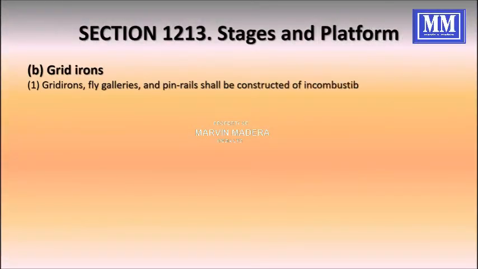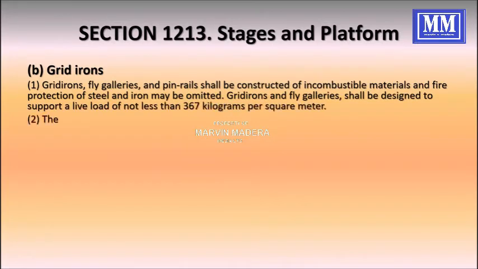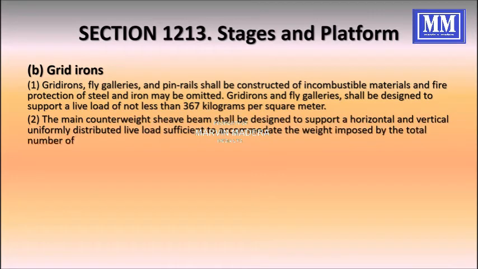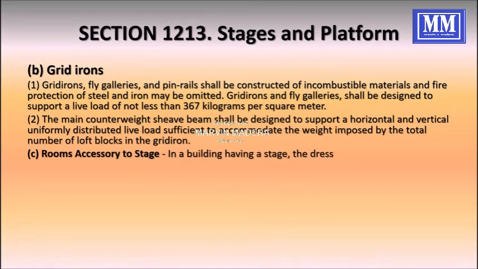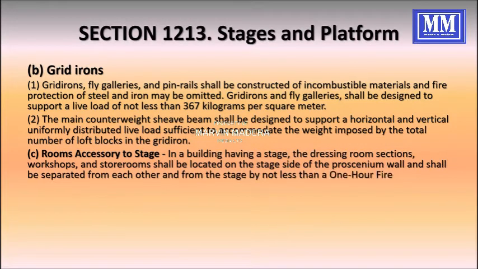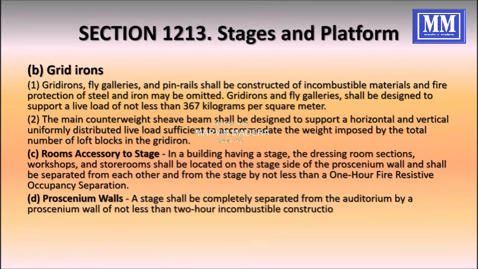Grid irons. Grid irons, fly galleries, and pin rails shall be constructed of noncombustible materials, and fire protection of steel and iron may be omitted. Grid irons and fly galleries shall be designed to support a live load of not less than 367 kilograms per square meter. The main counterweight sheave beam shall be designed to support the horizontal and vertical uniformly distributed live load sufficient to accommodate the weight imposed by the total number of loft blocks in the grid irons.